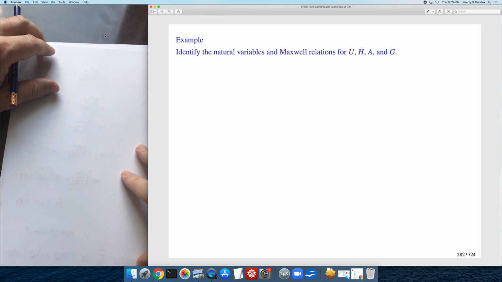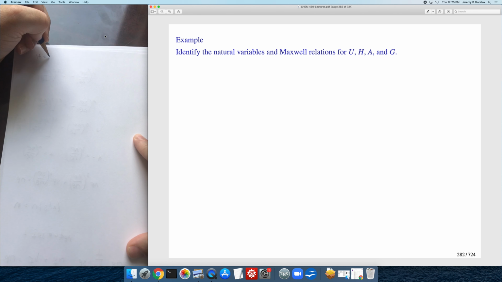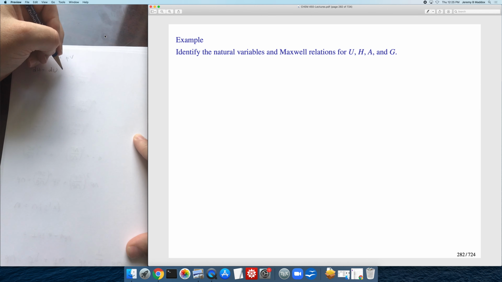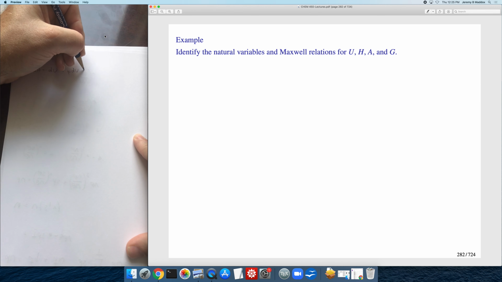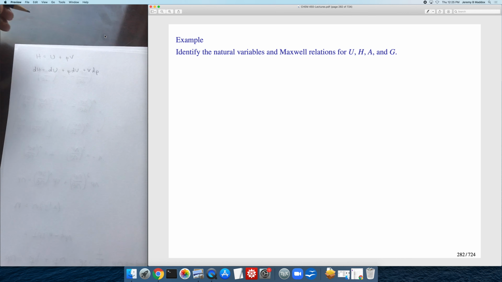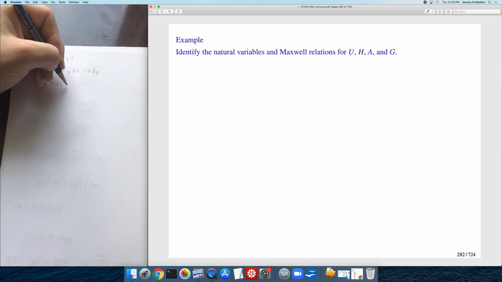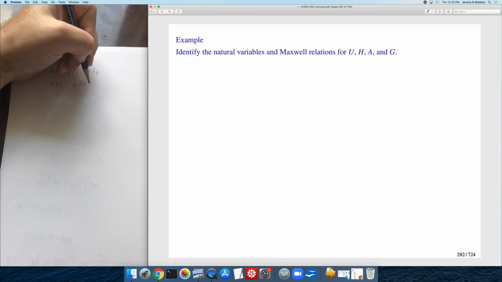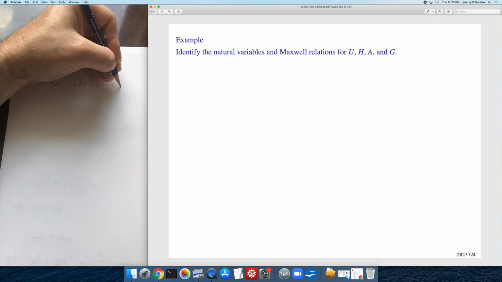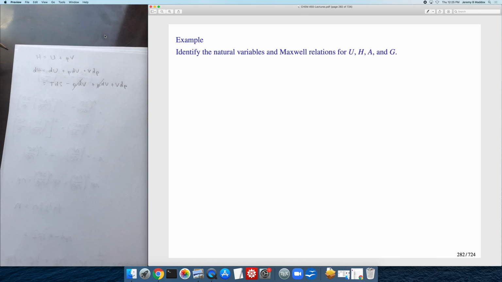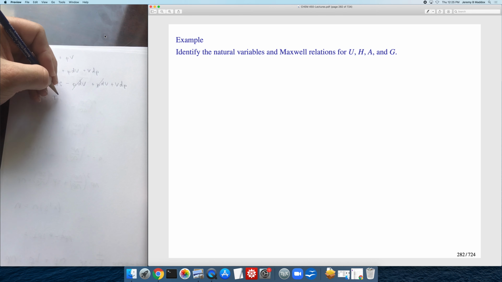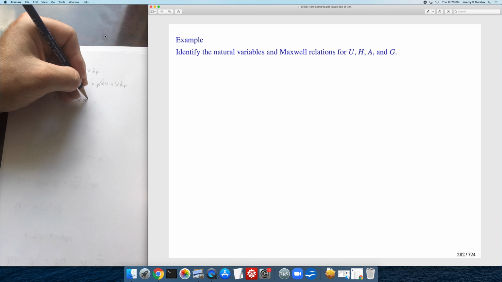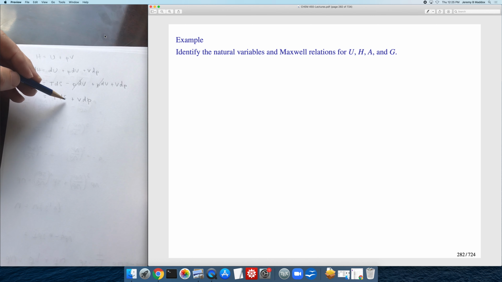Let's look at the enthalpy next. So enthalpy has the thermodynamic definition U plus PV. And what I'll do is form the differential of dH. dH will equal dU plus PdV plus VdP, like so. I can substitute in the previous result that we had for dU. We had TdS minus PdV. And what we see is a cancellation of terms now. And so the natural variables for the enthalpy are S and P.